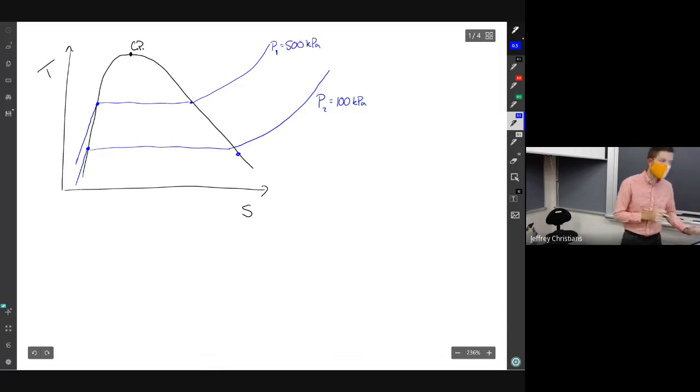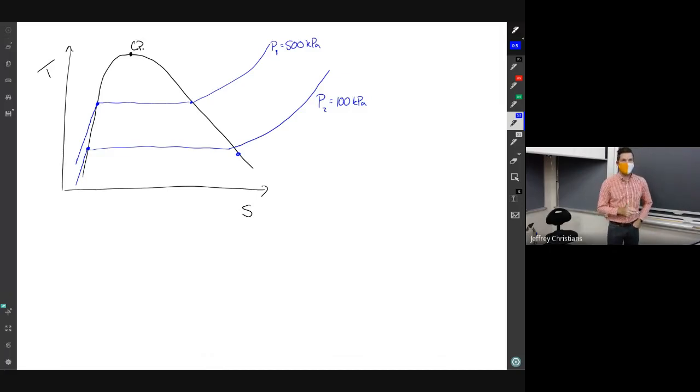So that's what lines of constant pressure look like on this type of phase diagram. You could go back and look at your steam tables and convince yourself that this is true. At constant pressure, if you go up in temperature, you can see how entropy changes, and you could build a graph like this just from the steam tables.